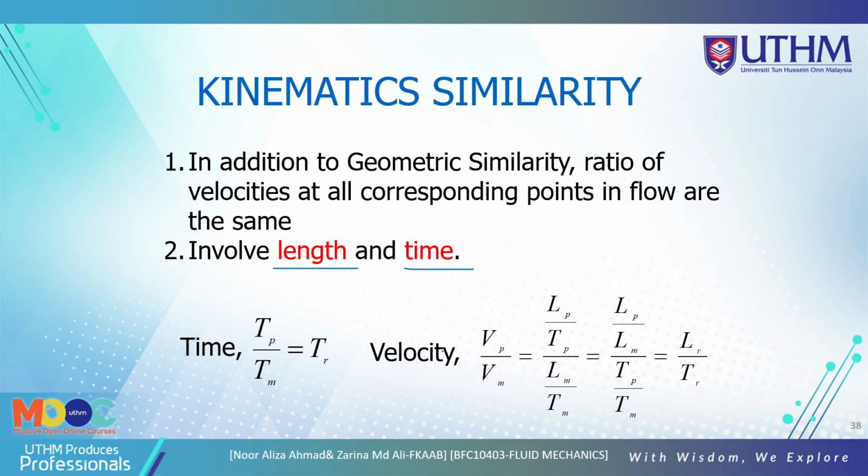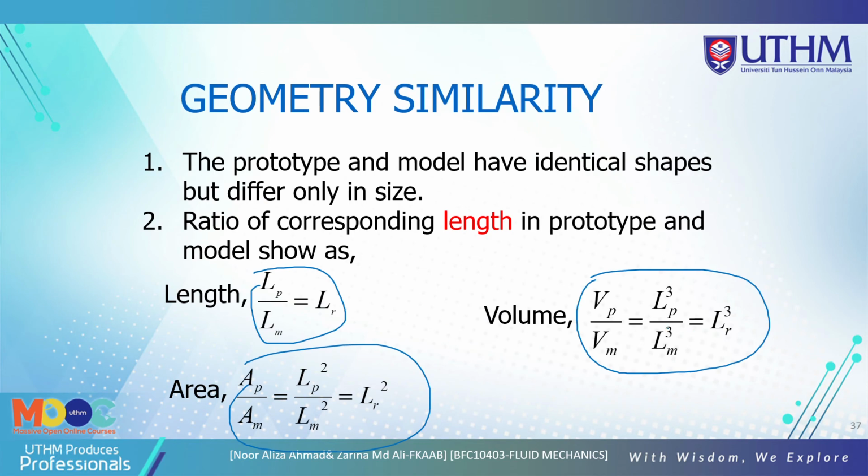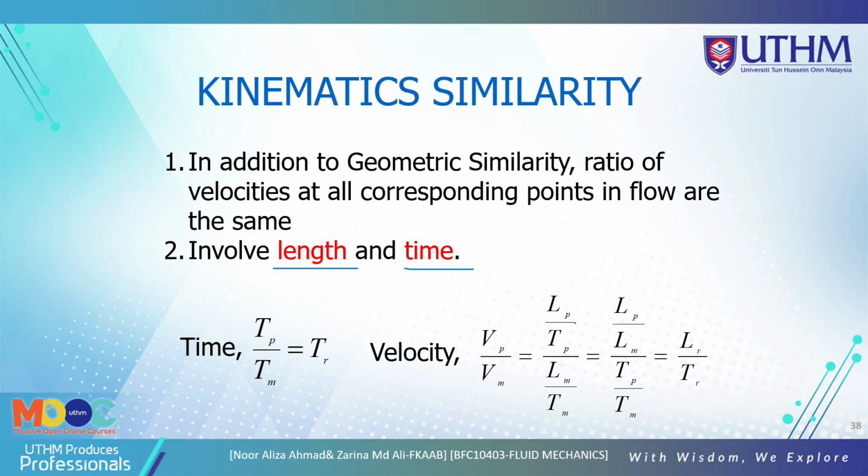Velocity, so VP over VM. We know that VP is LP over TP, based on the unit. For velocity, LP over TP and LM over TM. So we know that LP over LM and TP over TM, so we get LR over TR. So actually this is based on length and time for kinematic similarity.